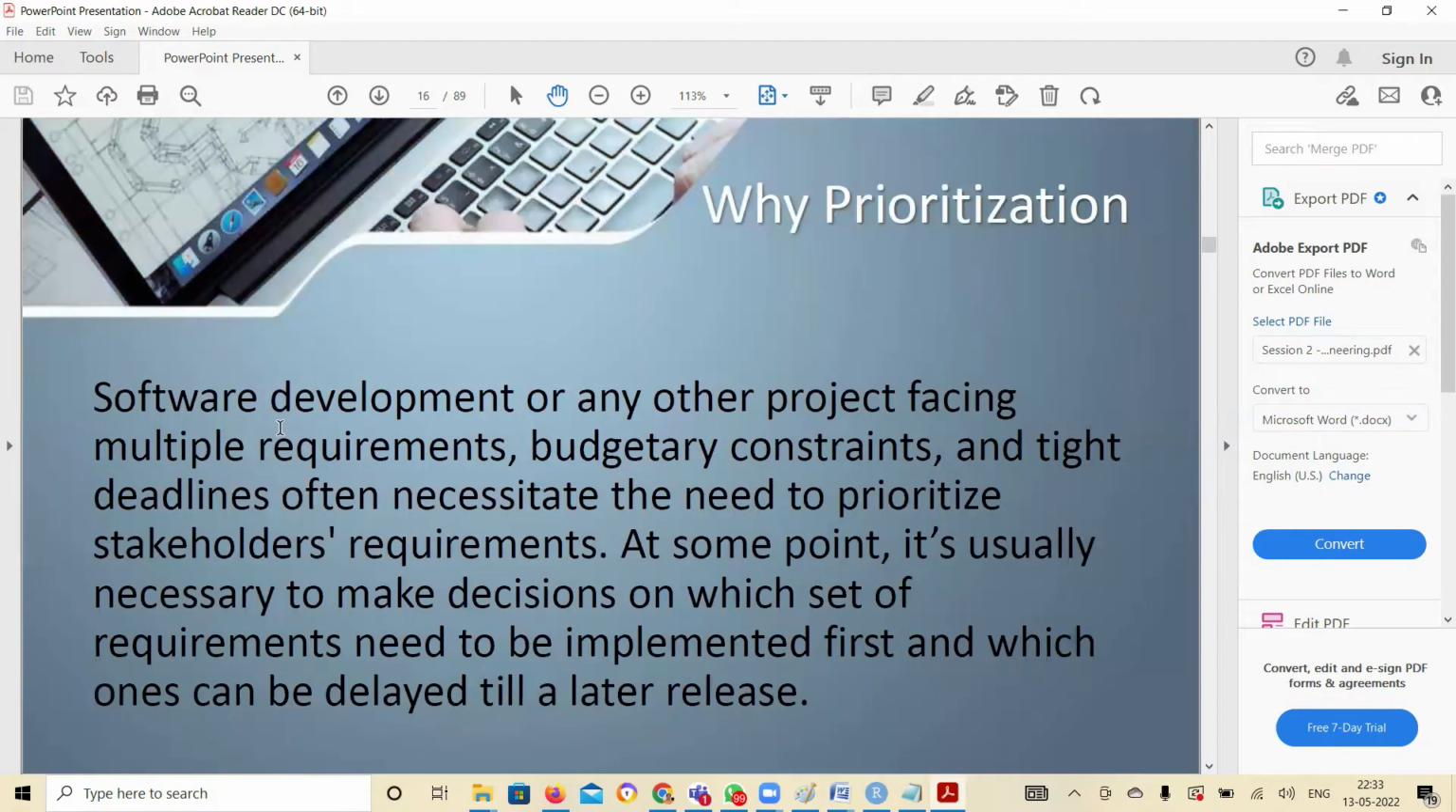So with that, we finish non-functional requirements as well. So right now we are at the second phase. The third phase is when we will do hands-on. So why prioritization?